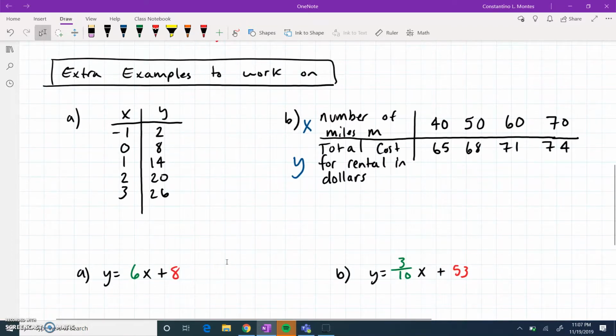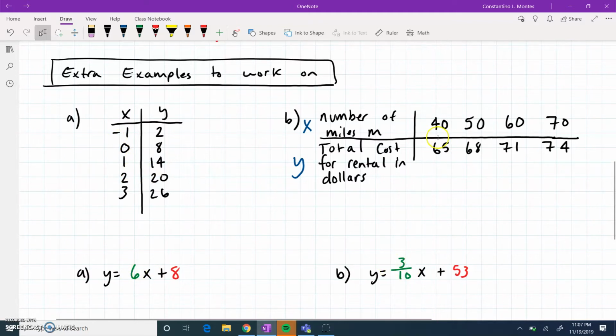The only tricky one, I would say, is this part, this A. You don't have to do any work to find the y-intercept because x equals 0 is right here, so our y-intercept is 8. The slope can be found by taking your change in y, dividing it by your change in x, which gives you 6.